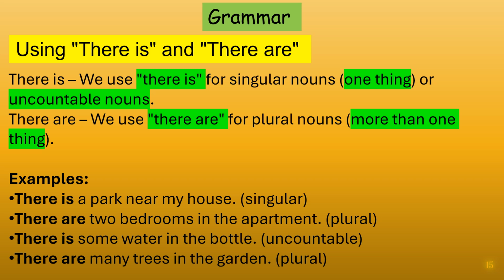Only one park is there. So use is. Two rooms are there. So are. Water, some water is. Why is? Because water you cannot count. So something which you cannot count, you will use is there. And many trees, trees you can count, one, two, three. So you are using are. So throughout the paragraph, when you are talking about the facilities or places to see, you use there is and there are.